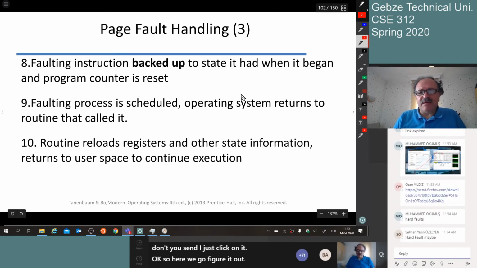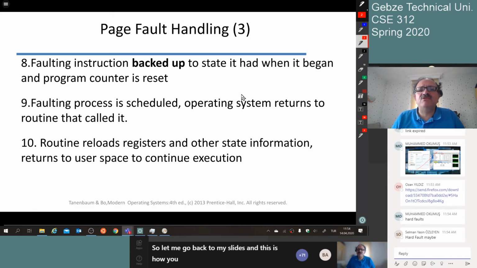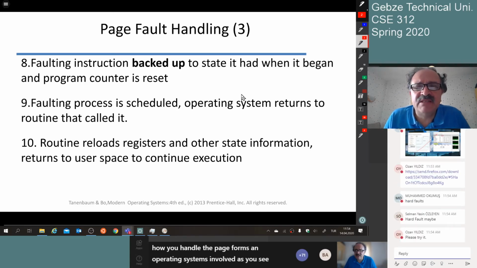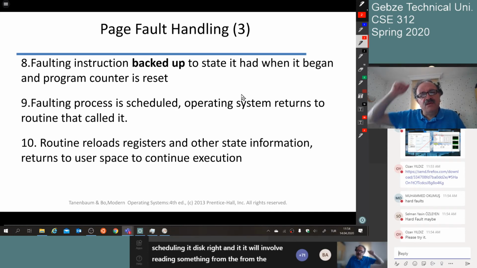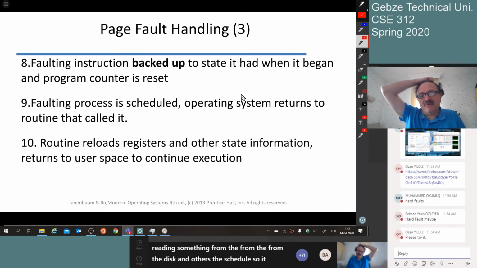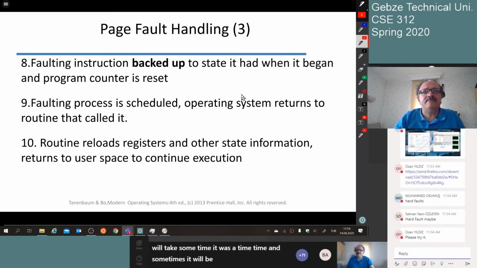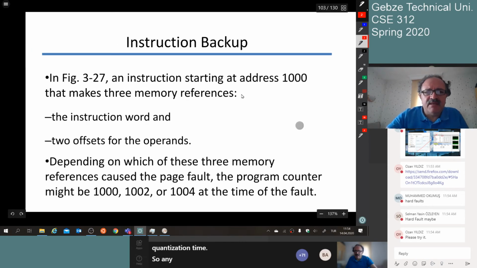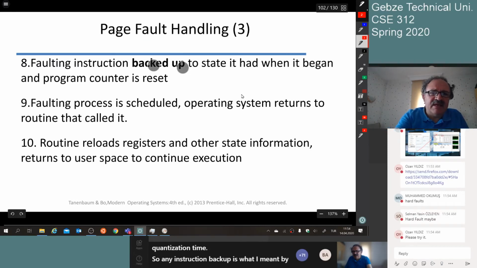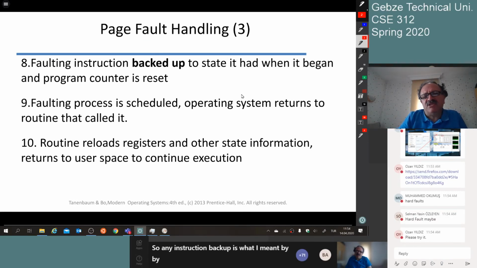So let me go back to my slides, and this is how you handle the page faults. And the operating system is involved. As you see, it may involve writing something to the disk, scheduling a disk write, and it will involve reading something from the disk, another disk schedule. So it will take some time, and sometimes it will be longer than the context switch time. So instruction backup is what I meant by this step number 8, instruction backup.